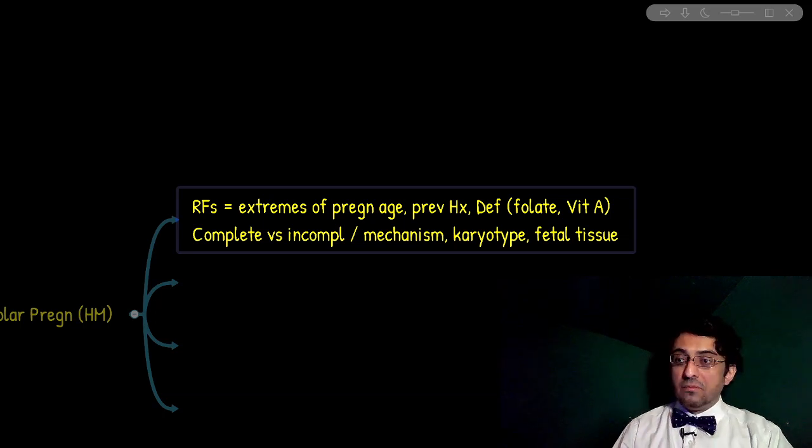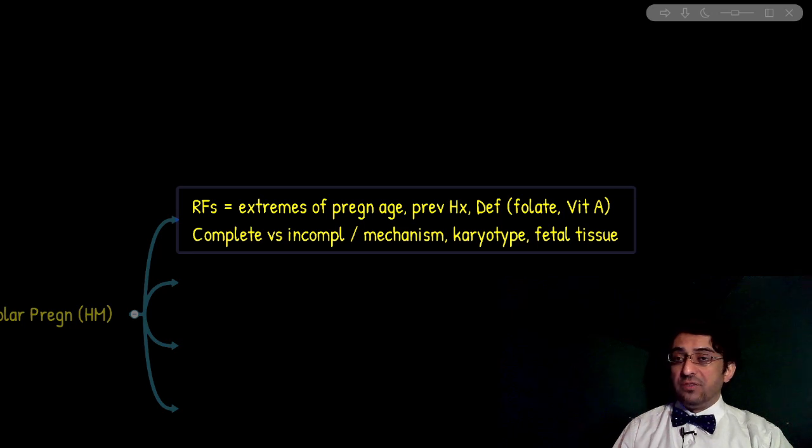What are the four types of gestational trophoblastic diseases? Complete or partial moles, which are the benign forms, as well as invasive mole and choriocarcinoma, which are the neoplastic types. How do we differentiate complete from partial mole? Based on mechanism that contributes to the karyotype, as well as the presence or absence of fetal tissue.